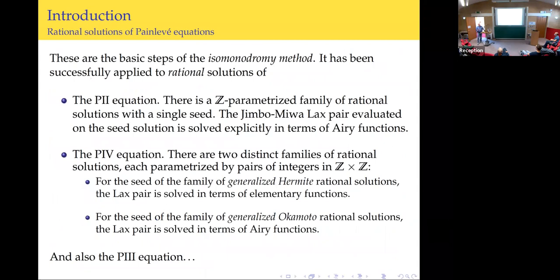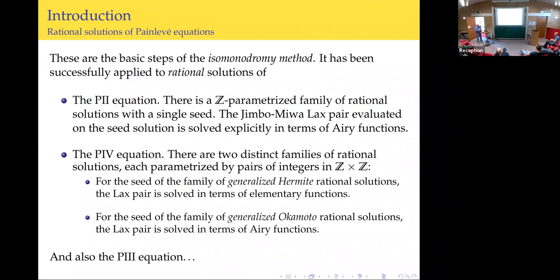So what I've just described to you is kind of an algorithm for understanding certain special solutions of Painlevé equations. And we may call this the isomonodromy method. It has been applied successfully to families of rational solutions of several of the Painlevé equations.